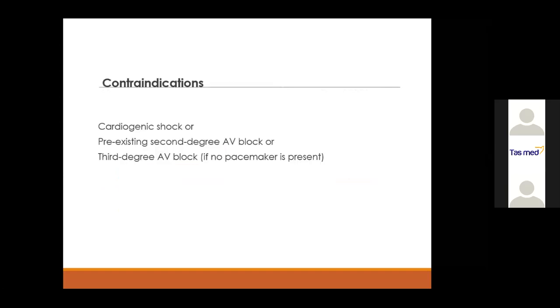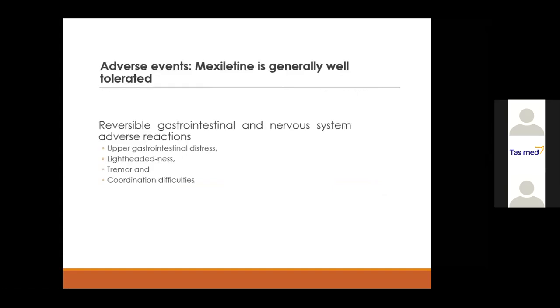It is contraindicated in patients with cardiogenic shock, with pre-existing second degree AV block or third degree AV block. It is generally well tolerated. It has reversible GI and nervous system side effects.